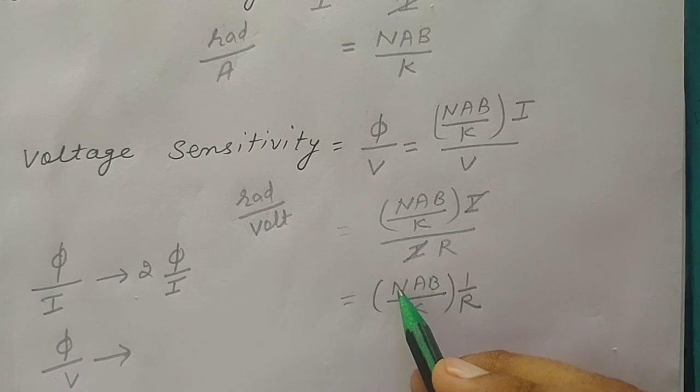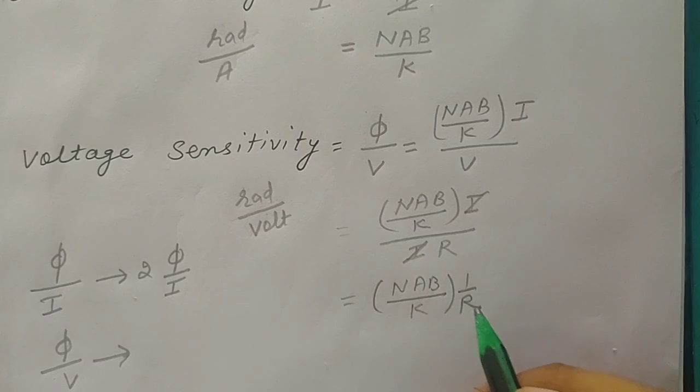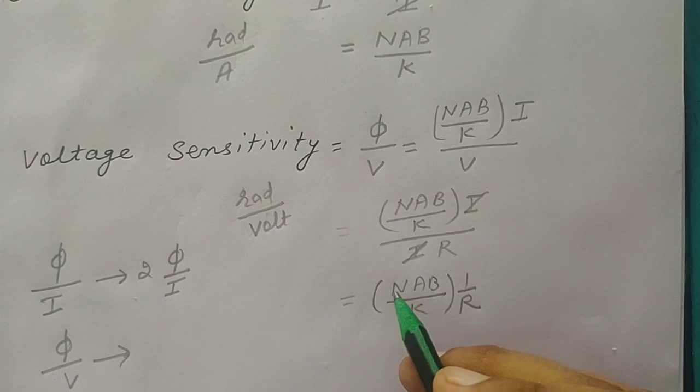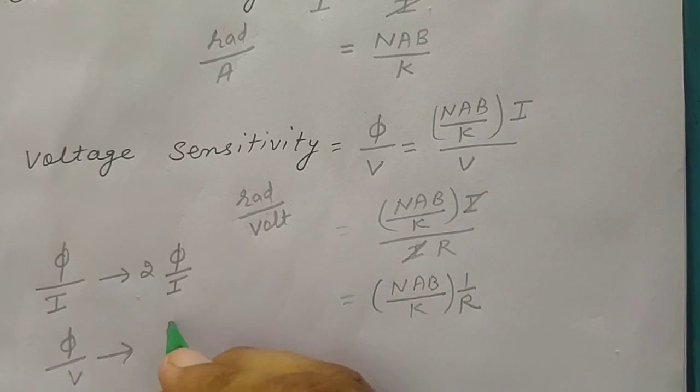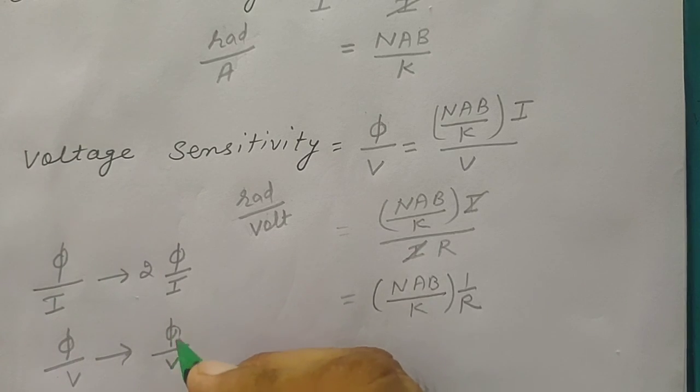Also the length of the wire increases and becomes double, so resistance becomes double. So these cancel, and we again get the same value of the voltage sensitivity.